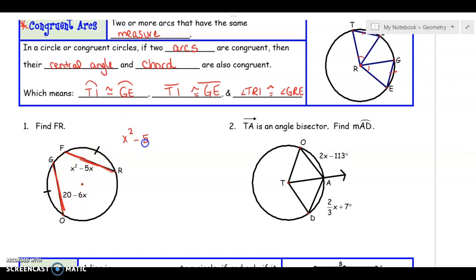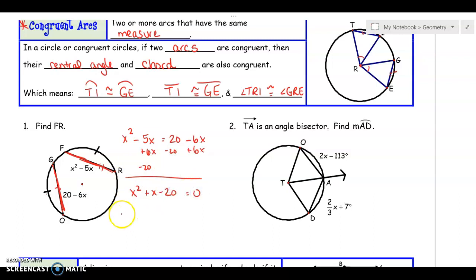So x squared minus 5x has to be equal to this guy, 20 minus 6x. And from there you would have to solve it. Because it's an x squared, you'd have to factor it, make it equal to 0. So I'm going to bring the 6x over and bring the 20 over as well. So you end up with x squared plus x minus 20 equals 0.